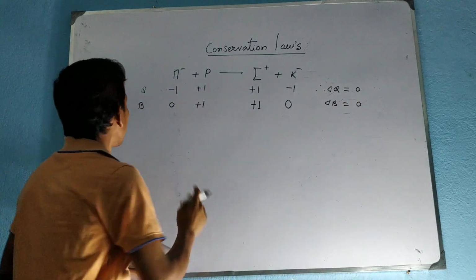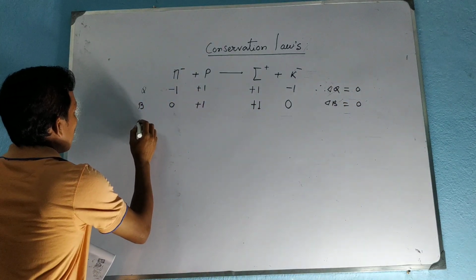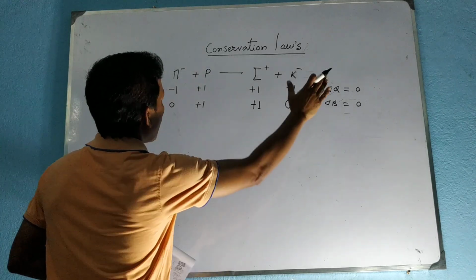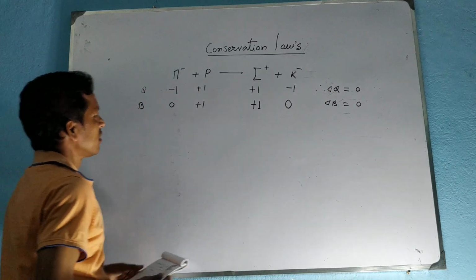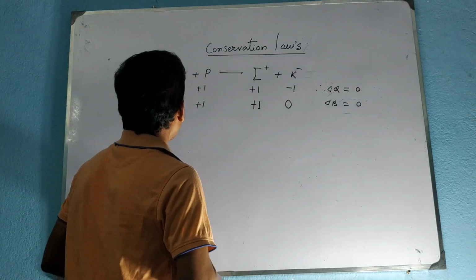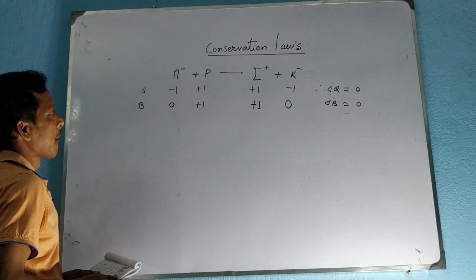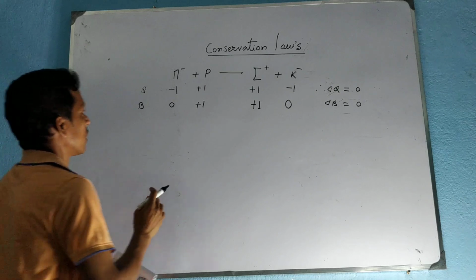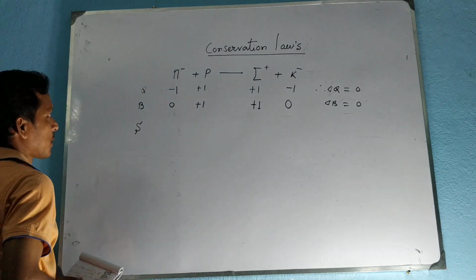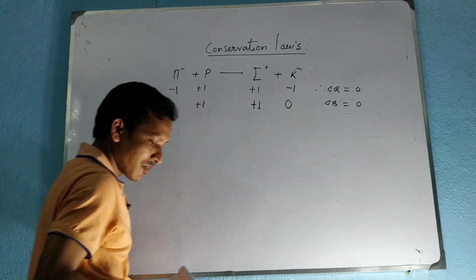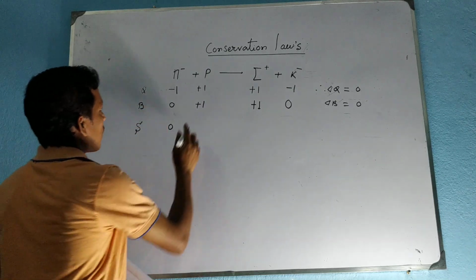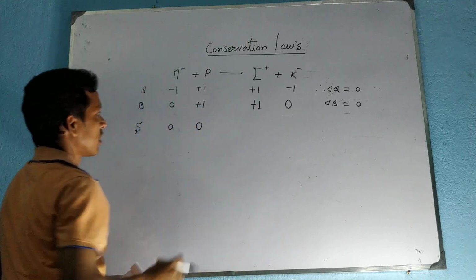Okay. Now, since there is no lepton particle, we do not have to check the lepton quantum numbers. Now I will check the strangeness quantum number. Pi meson is not a strange particle, so the strangeness quantum number is 0. Proton is not a strange particle, 0.